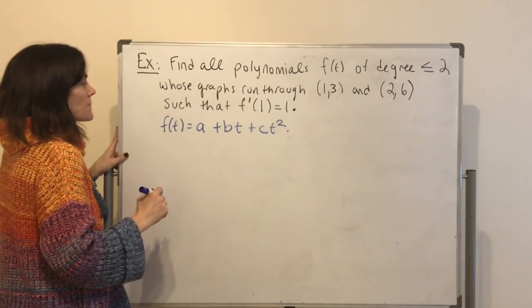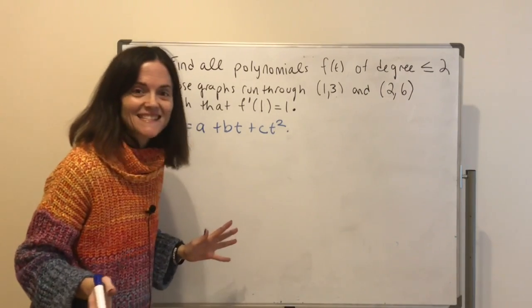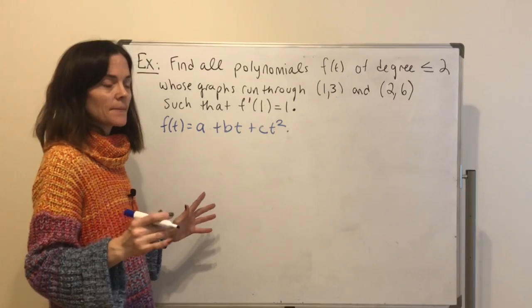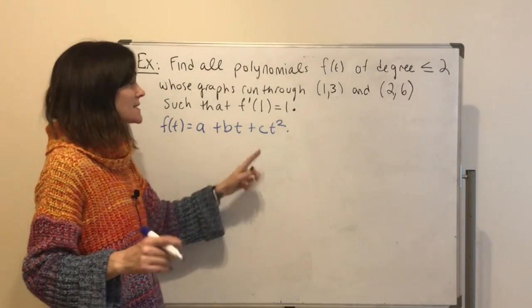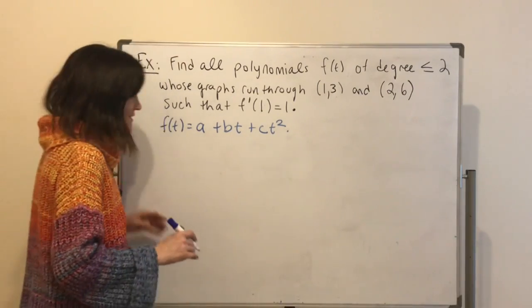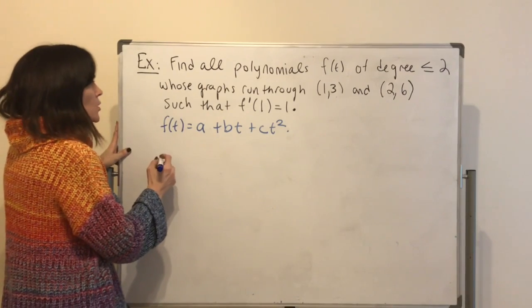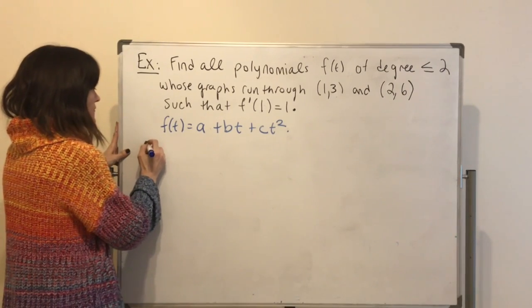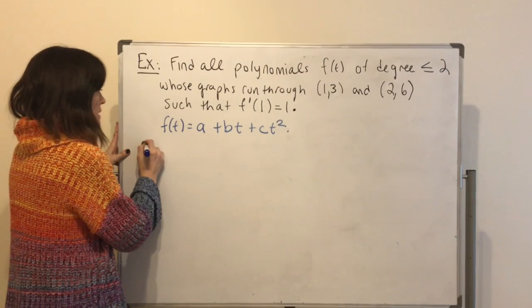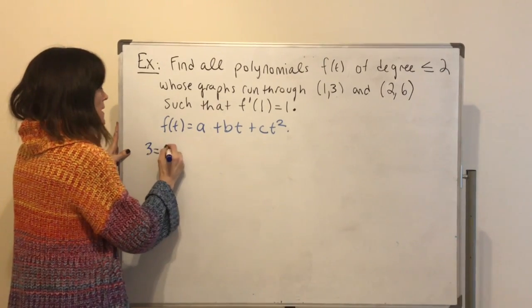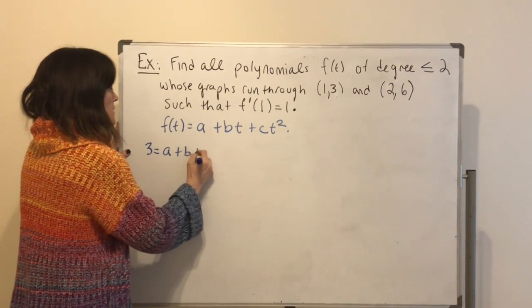Well, first of all, what this is going to lead to, I should say, is a linear system involving a, b, and c, and then we will solve this linear system. Okay, well, what we know is that f of 1 should be 3. So 3 should be a plus b plus c.